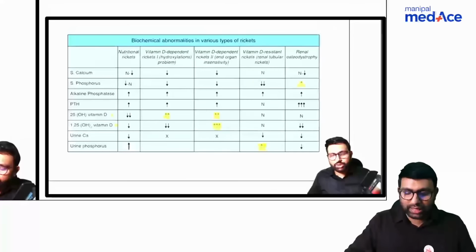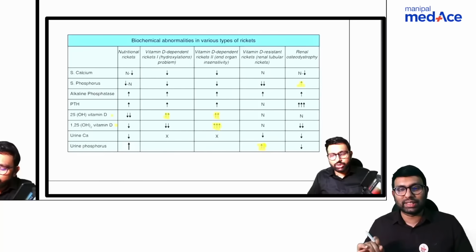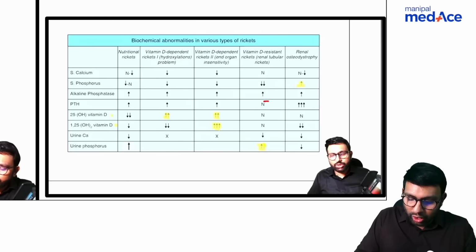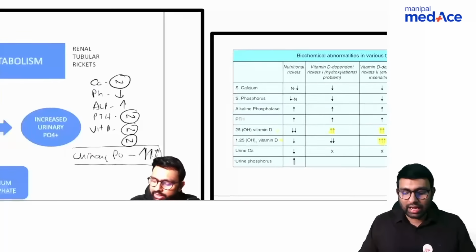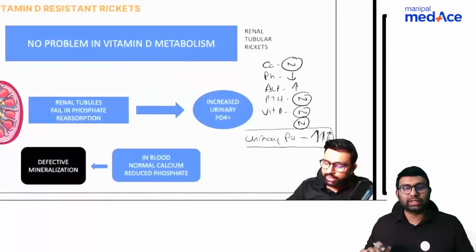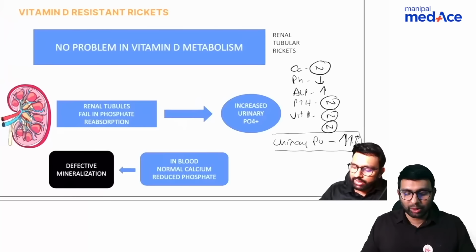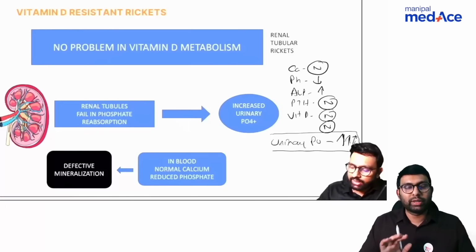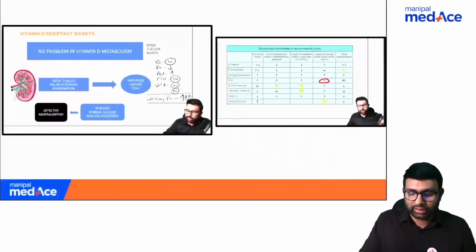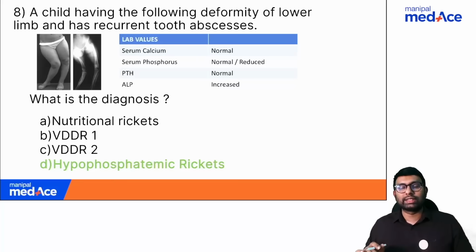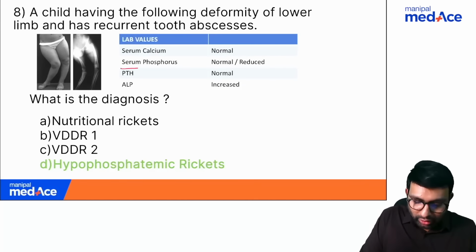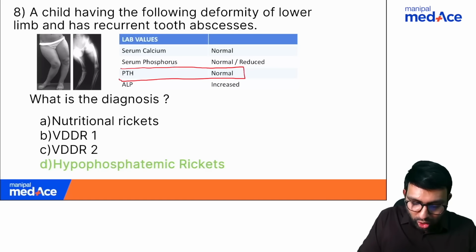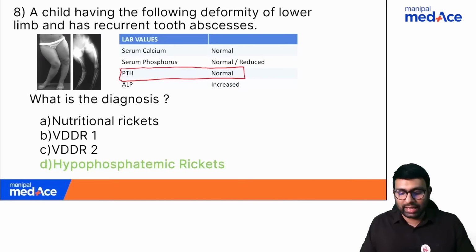I've talked about this table of different lab values seen in different types of rickets. And in this, if you can notice, parathyroid hormone is normal only in vitamin D resistant rickets, and vitamin D resistant rickets is also called hypophosphatemic rickets. We've discussed the pathophysiology of the whole vitamin D resistant rickets. So based on these tables, we can quickly answer this question as hypophosphatemic rickets because parathyroid hormone levels are normal. So this is how you're going to clinch this diagnosis.